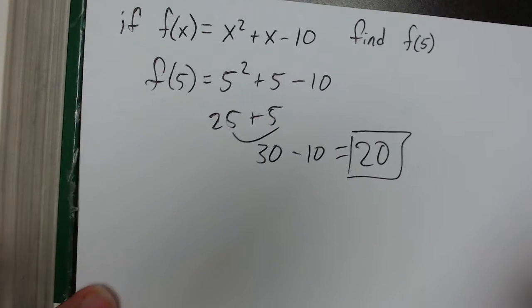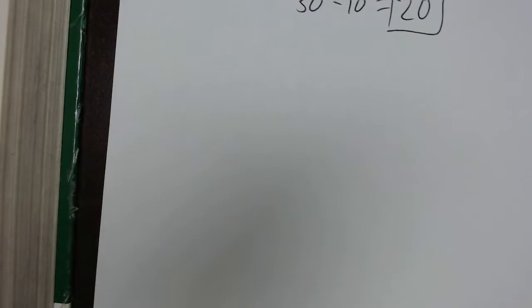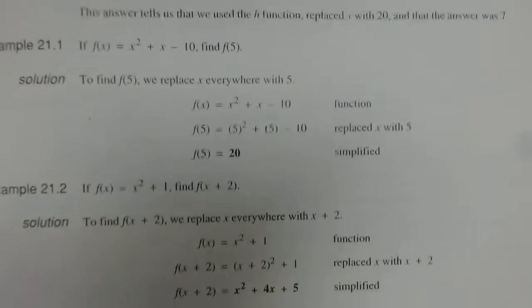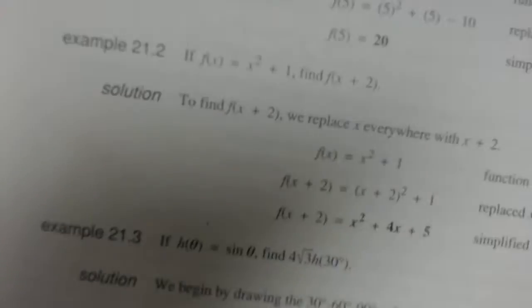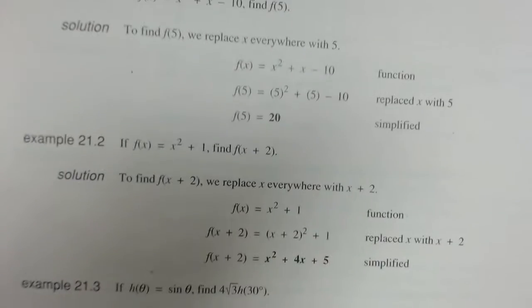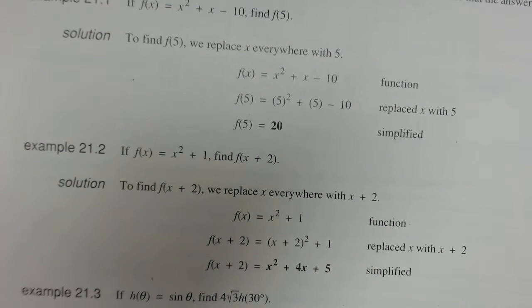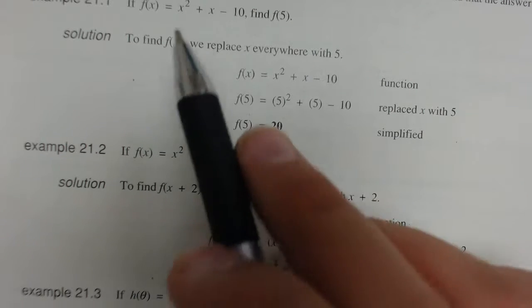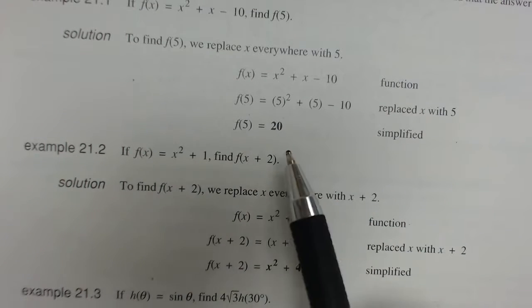Now, they're not all that easy, obviously. Let's look at example 21.2. They say that if f of x equals x squared plus 1, find f of x plus 2. Now they're adding polynomials into the mix, so this changes it up just a little bit. Even though it looks scary, we're still going to do the exact same thing that we did with 5. Anywhere that we see x in the equation, we're going to replace it with x plus 2.